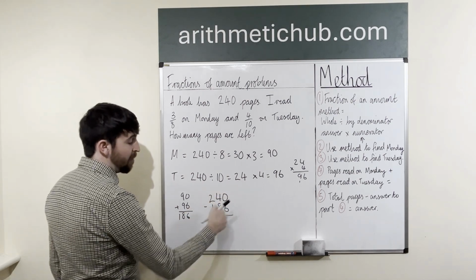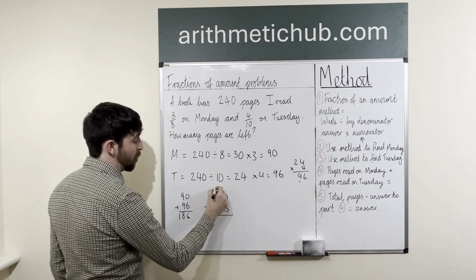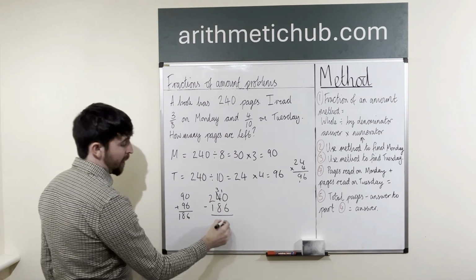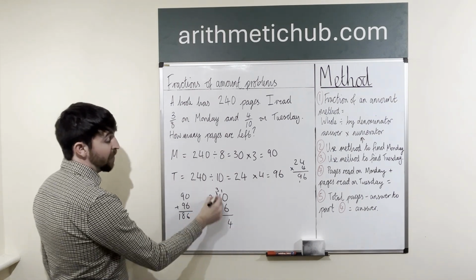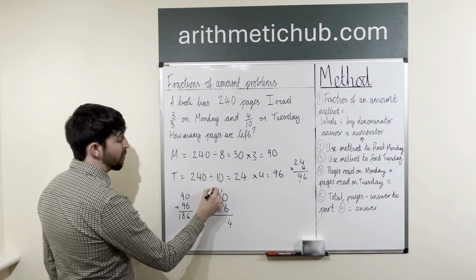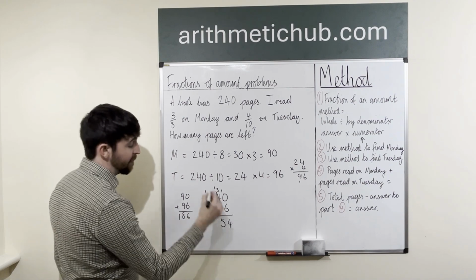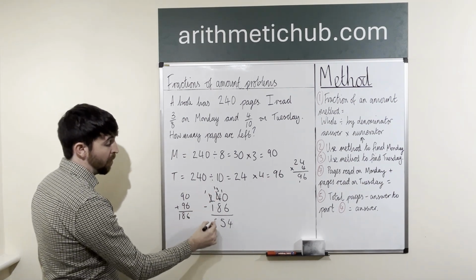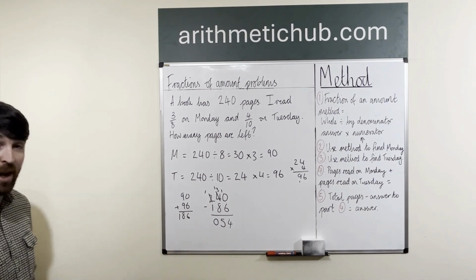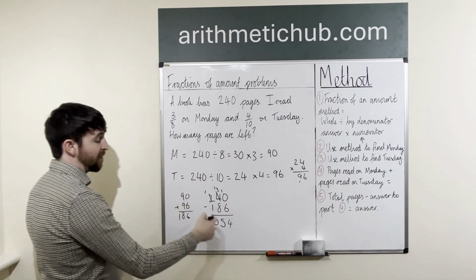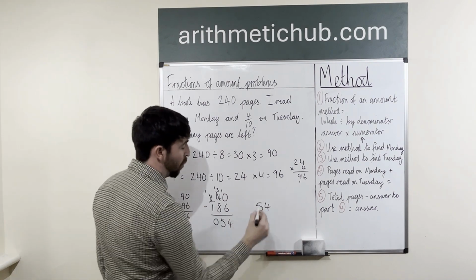the amount of pages that I've already read from the amount of pages that there were in total in the book. 0 take away 6, I'm not going to be able to do, so I'm going to need to exchange. 10 take away 6 is going to be 4. 3 take away 8, I'm not going to be able to do, so 13, when I exchange, 13 take away 8 is going to give me 5. And then 1 take away 1 is going to give me 0. So now I can say that actually the amount of pages I've got left is 54 pages.